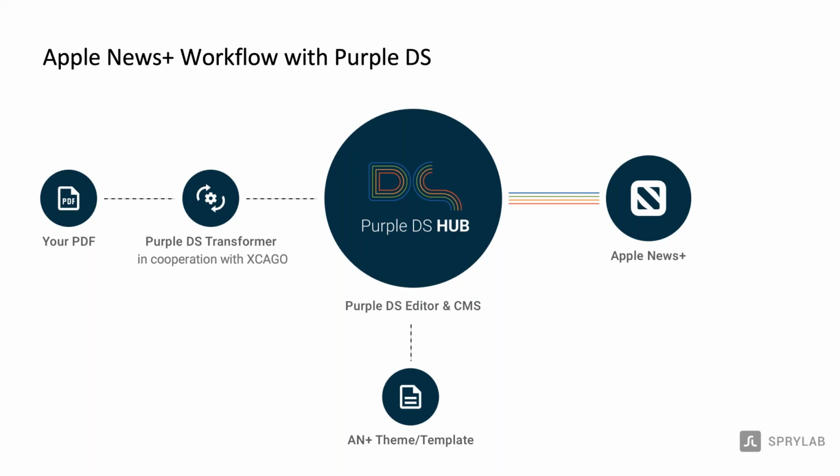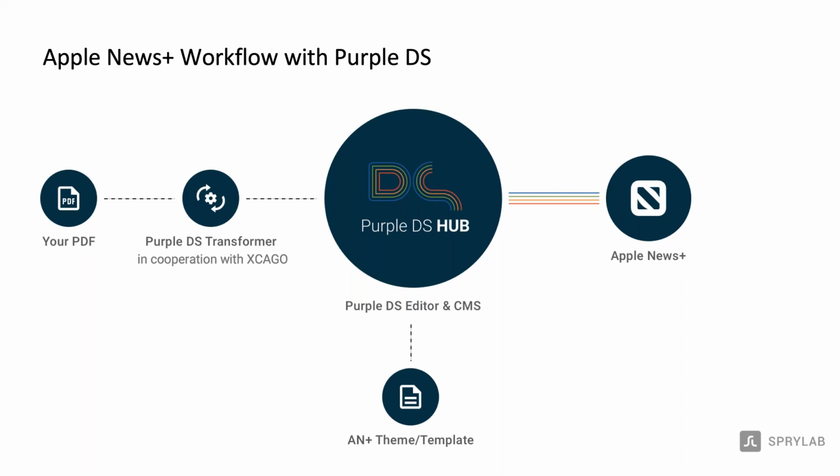The Purple.ds hub is our main central point for multi-channel publishing. And of course, we added Apple News and Apple News Plus channels to the Purple.ds hub. So once you get your articles and your content in the Purple.ds hub, you can rearrange it, bundle issues, and then publish it into Apple News Plus.